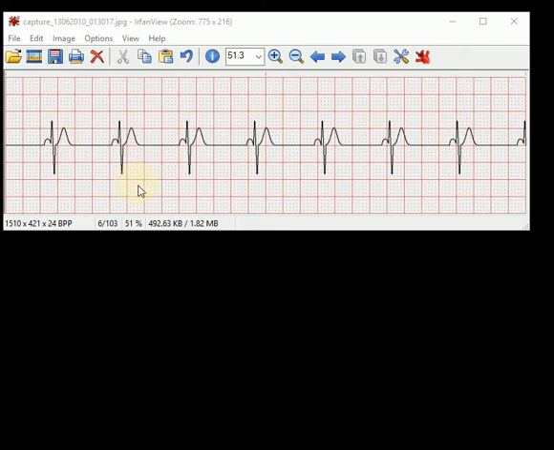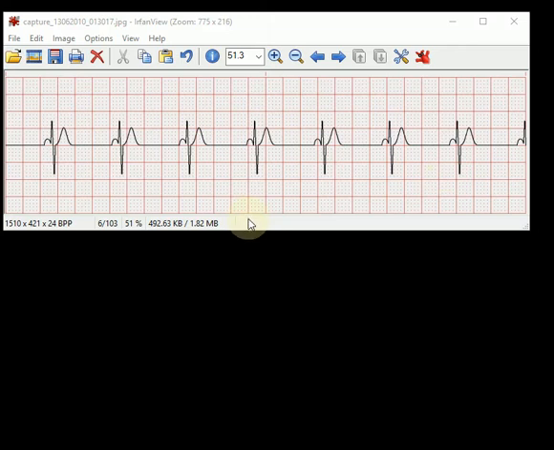Next would be checking the PR ratio. Do I have an even match of P waves and QRSs? Go ahead and pause the video. The PR ratio here is 1 to 1. Every time I have a P wave, I have a QRS with it. Every time I have a QRS, I have a P wave with it.